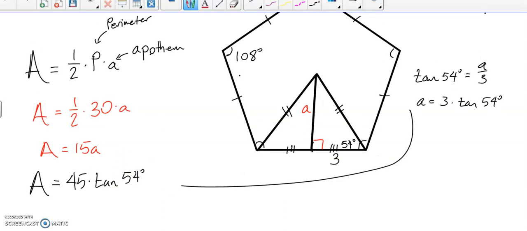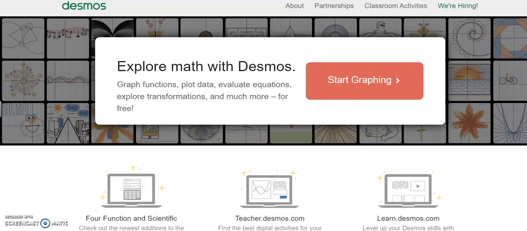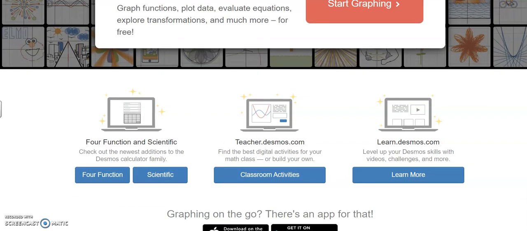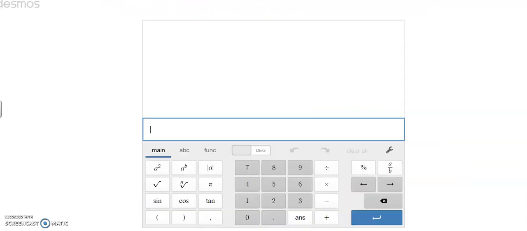Okay, so we'll pull up a calculator. Now I'm going to use Desmos.com because I don't have my classroom set of calculators with me. But down here we've got a scientific calculator that's free to use, plenty powerful. So we'll just type in 45 times the tangent of 54 degrees. And we see we've got an approximation.